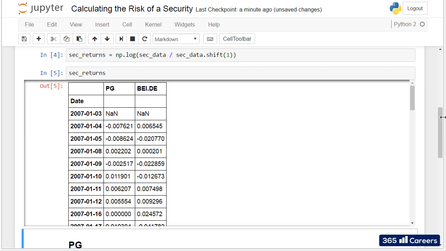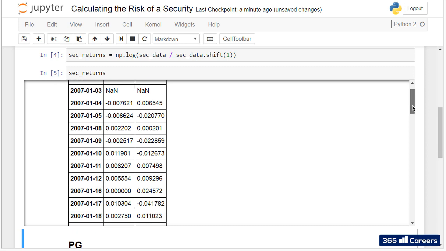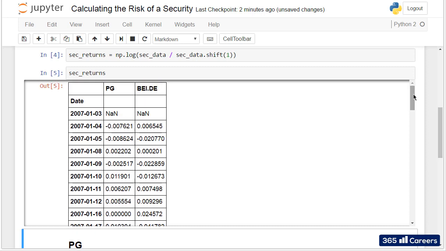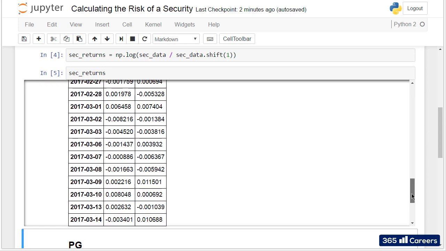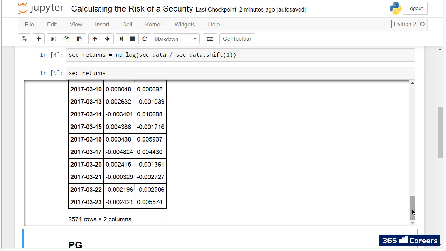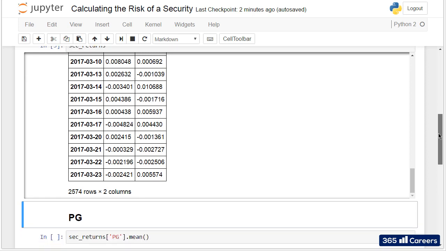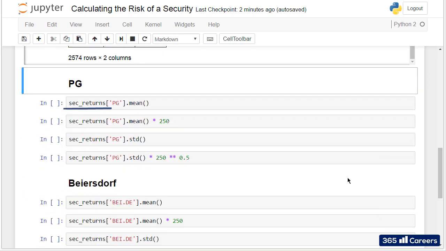Okay, this newly created table has two columns. Each contains the log returns of P&G and Beiersdorf respectively. And this allows us to obtain the mean and the standard deviation of the two stocks for the data frame. To do that, abide by the following syntax. After the name of the object, which will be the data frame with the log returns, security returns, specify the name of the columns in brackets.